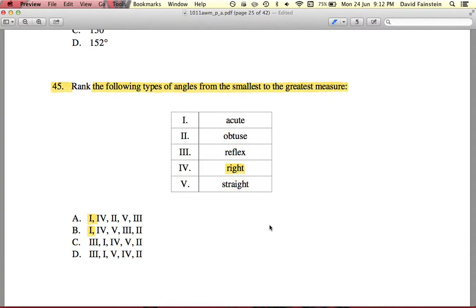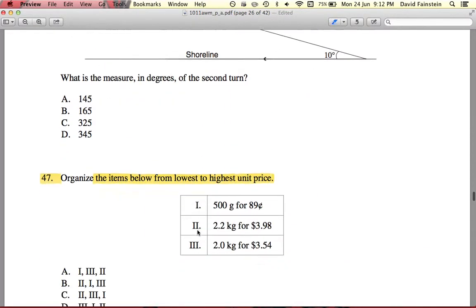A straight would be 180, because it's just a line. That would go from one side, boop, to the other. Obtuse isn't necessarily, actually no, I would say that obtuse is smaller. So A is our correct answer. Oops, I highlighted all of them. There we go. A is the right answer.